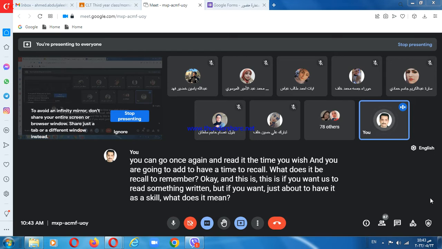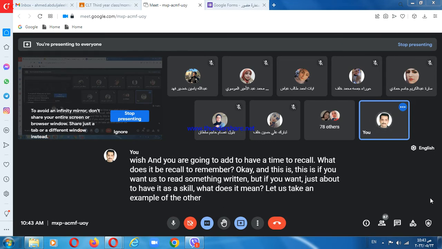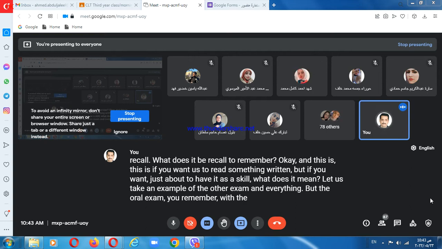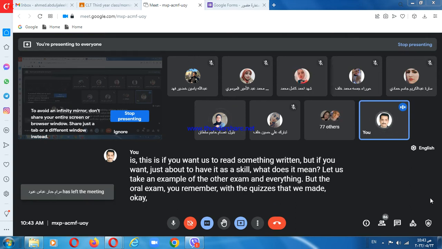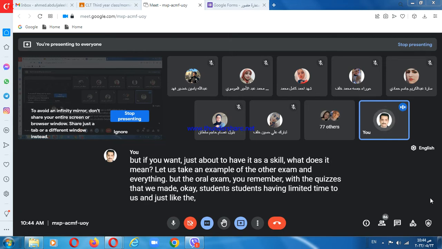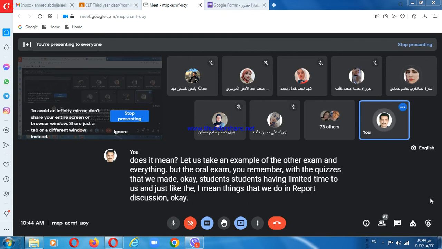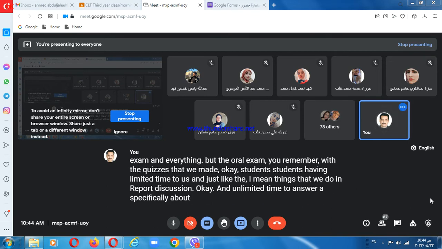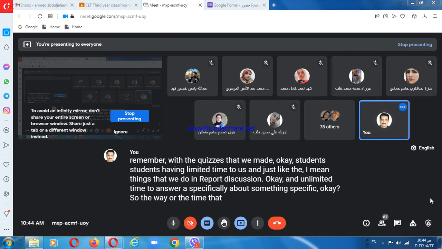Let us take an example of the oral exam and the written exam. With the oral exam, you remember the quizzes that we made, okay? Students have limited time to answer, just like the things that we do in report discussion, okay? We have limited time to answer about something specific. So the time that they have to remember will be limited.